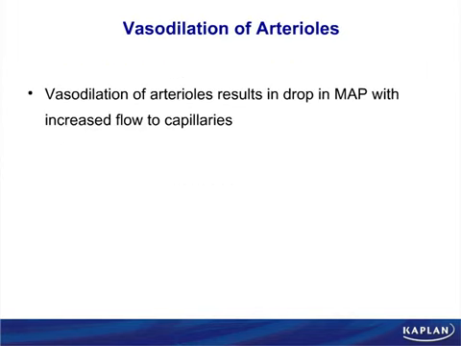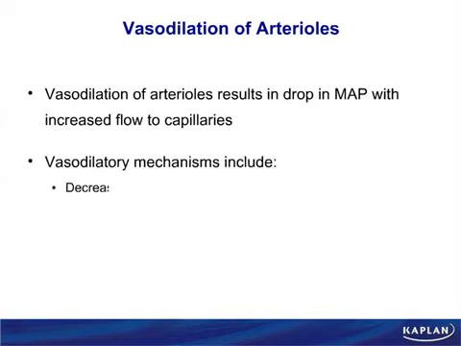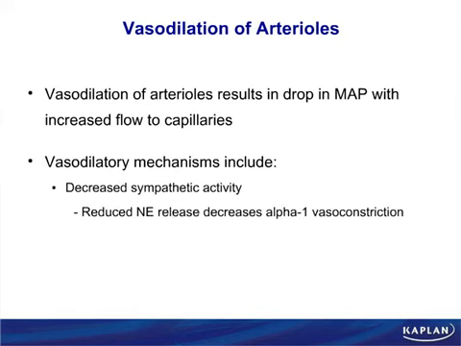All right, let's go the other way. Let's vasodilate arterioles. If I vasodilate arterioles, I'm going to tend to increase flow to the various capillary beds, but I'm going to drop mean arterial pressure. Things that are going to cause vasodilation, hopefully your first thought was the physiology of it. That would be decreased sympathetic activity. By reducing norepinephrine output, I decrease alpha-1 vasoconstriction.